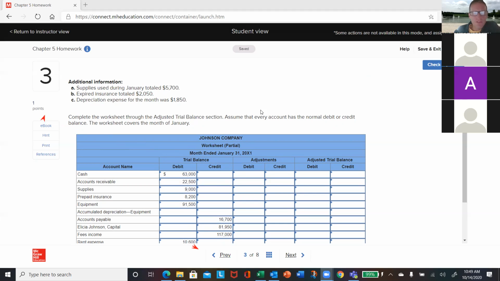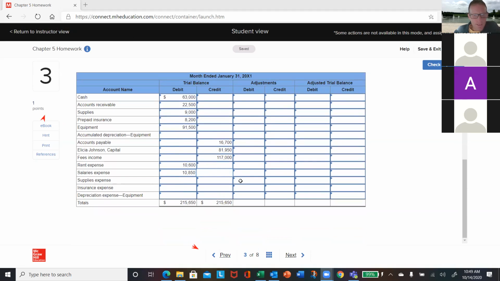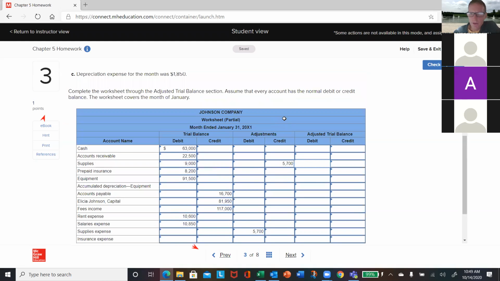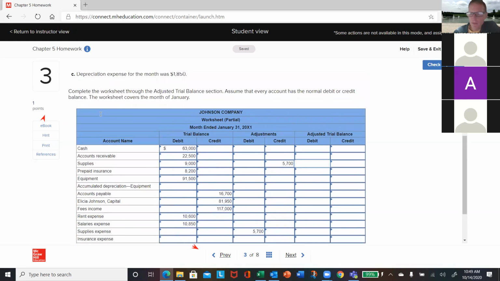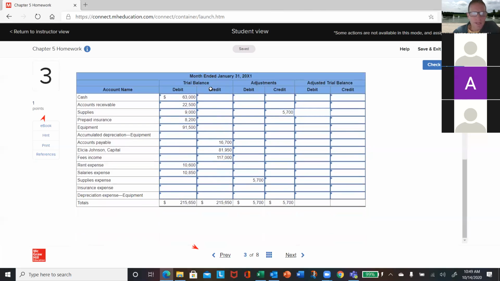So we'll take that 5,700. We'll find supplies expense and type it in. There's your debit. And then find supplies and type in the credit of 5,700. And that's how they want you to enter it into the worksheet. And of course, you'd have to do the same thing for parts B and C. Once you enter these three adjustments, then you do an adjusted trial balance.